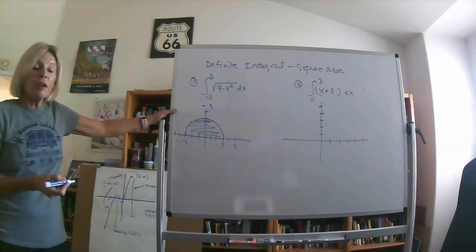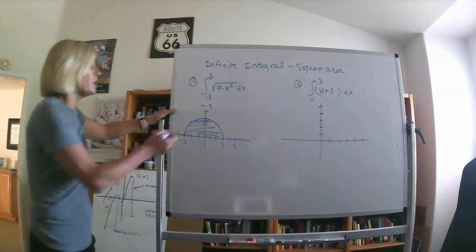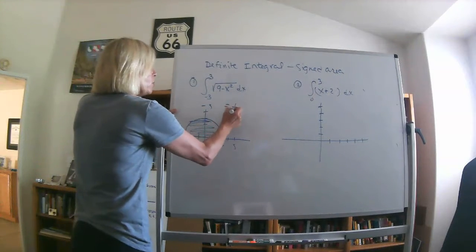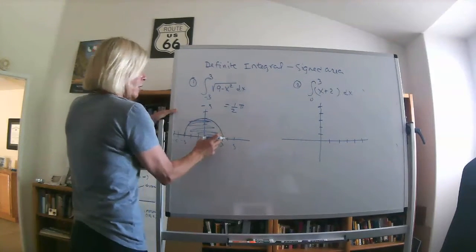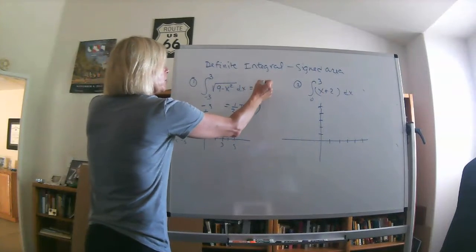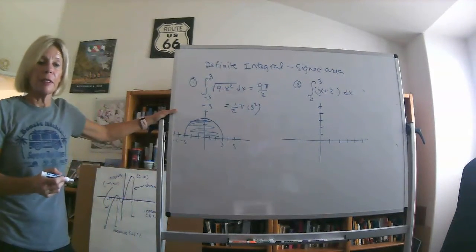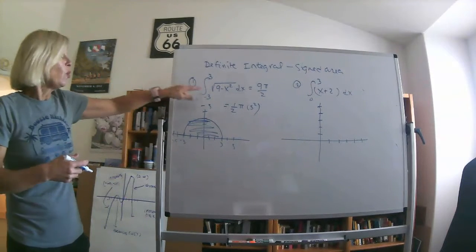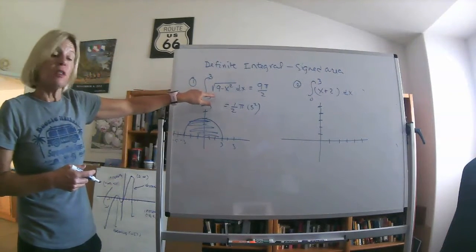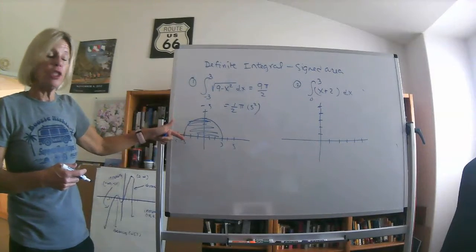I know the area of the circle is pi r squared. Since this is a semicircle, I'm going to have 1/2 pi, a radius of 3, and I'm just going to leave my answer as 9 pi over 2, because that's the exact answer. We could not evaluate this integral analytically, but we can do it geometrically.